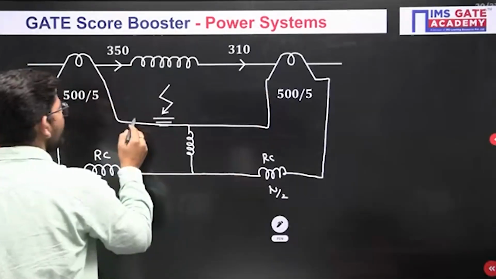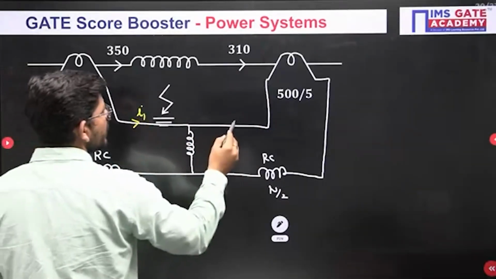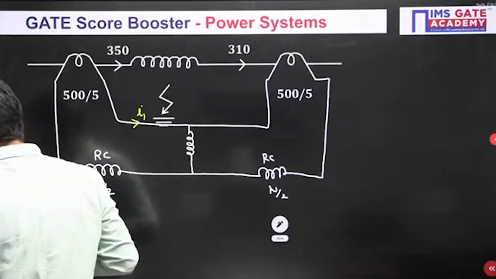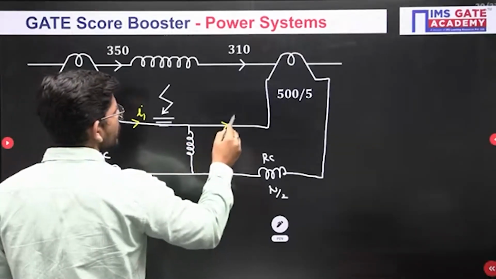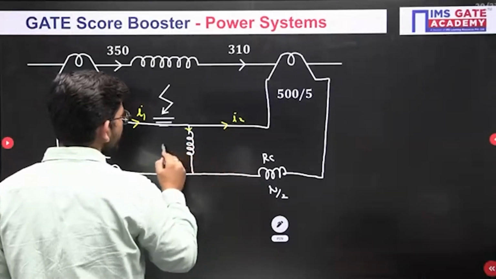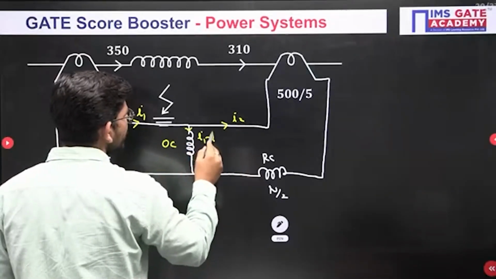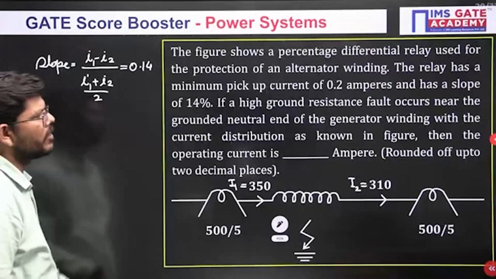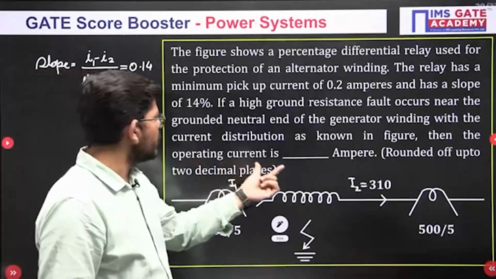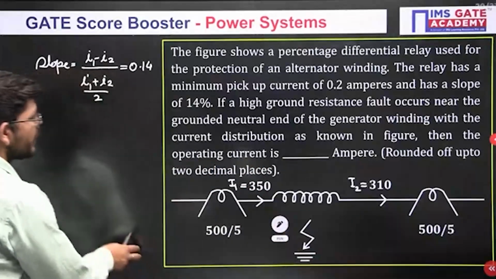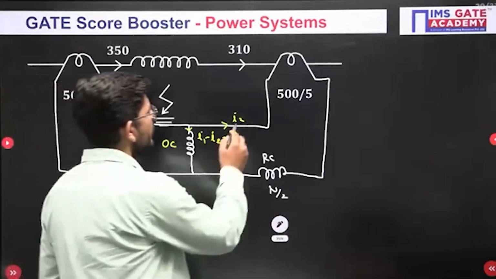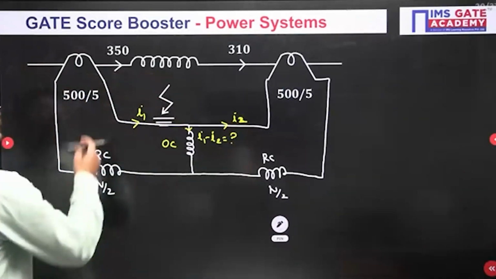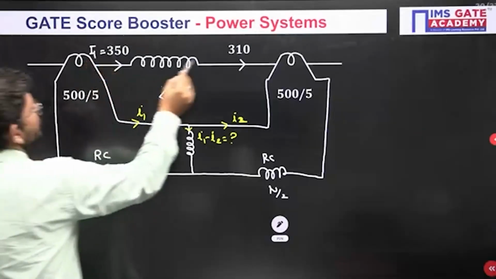Now here some current I1 will be coming, and here we will have some current I2. And what will be the current in the operating coil? Current in the operating coil is I1 minus I2, and this is what you have to calculate. The operating current means the current in the operating coil. Fine guys. So I am calling this capital I1 and this capital I2.